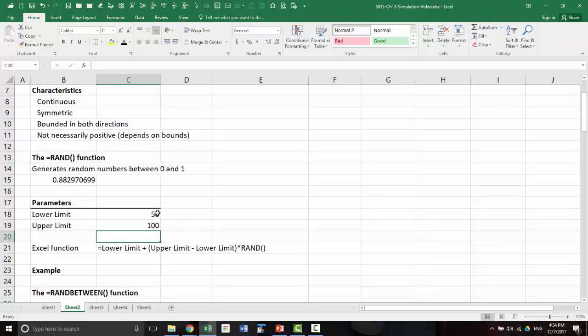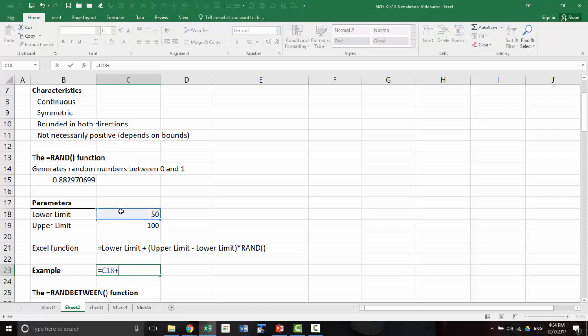All we have to do is select the lower limit plus a random number generated between 0 and 1 times the range. So lower limit plus, the range being upper limit minus lower limit, times RAND. This will take the RAND value between 0 and 1 and map it into this larger range between 50 and 100. And you'll get a random number between 50 and 100.